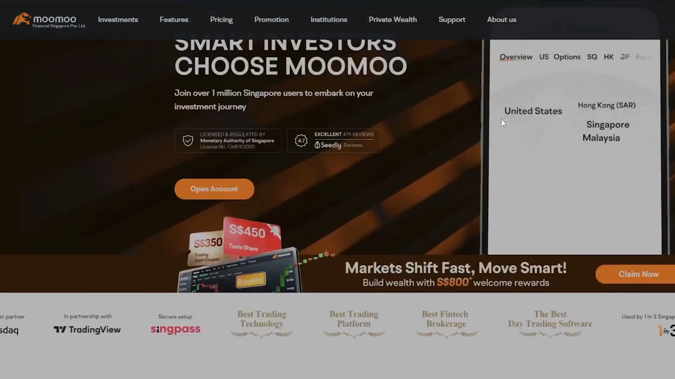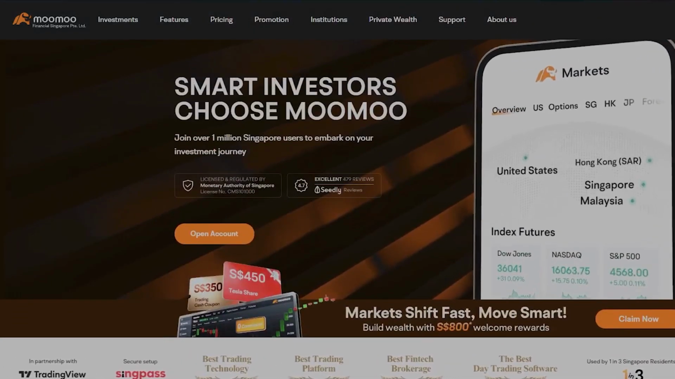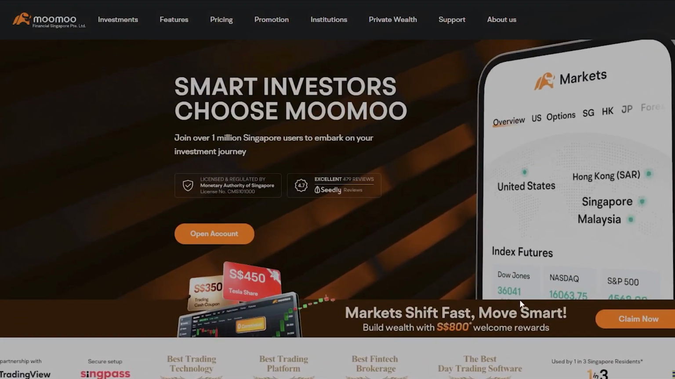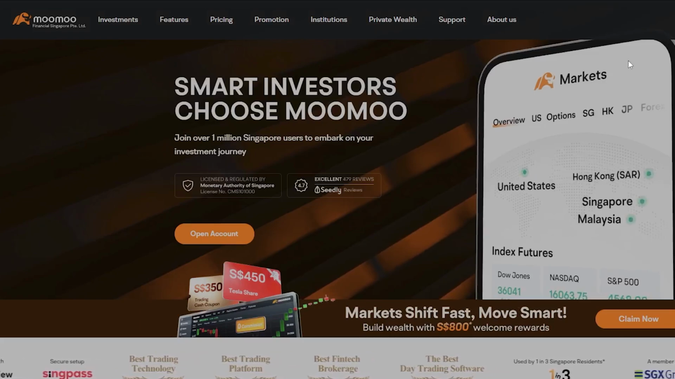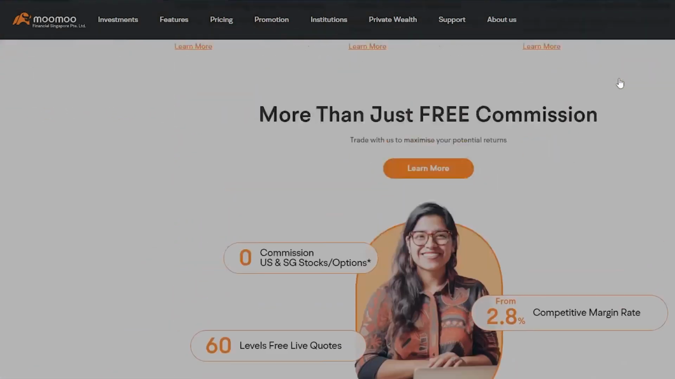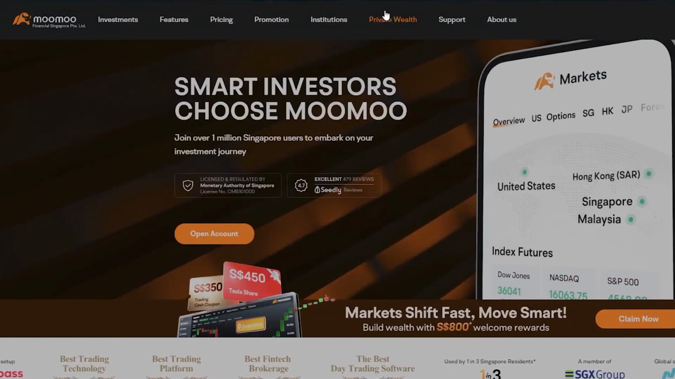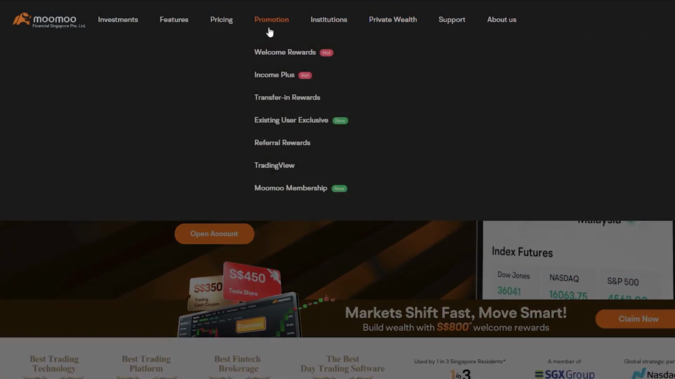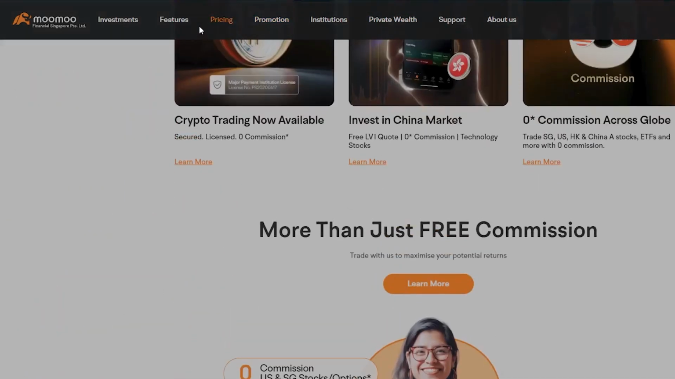If you're new to Moomoo and want to start trading stocks, here's a quick guide to get you going. Step one, set up your account. Download the Moomoo app or use the desktop platform. Sign up by providing your personal details and verify your identity. Once approved, link your bank account to fund your trading account.